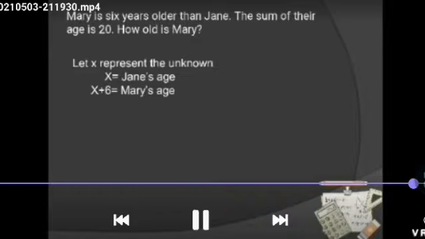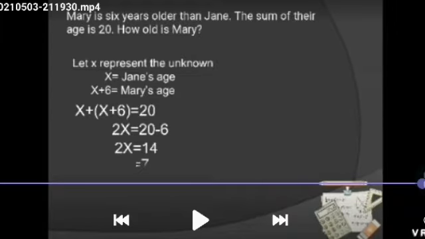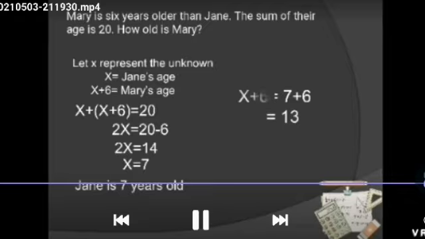Let x represent the unknown. So x is equal to Jane's age. x plus 6 is equal to Mary's age. So the two sisters' ages will have the sum of 20. So 2x is equal to 14, then x is equal to 7. Therefore, Jane is 7 years old. But Mary is 6 years older than Jane, so we will substitute the value of x, which is 7. So x plus 6 is equal to 7 plus 6. That will result in 13. Therefore, Mary is 13 years old.